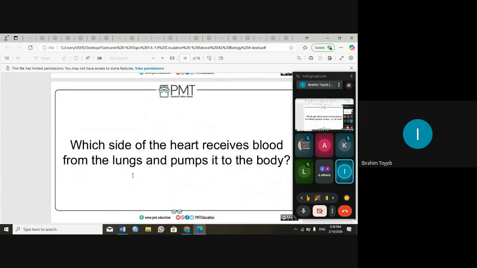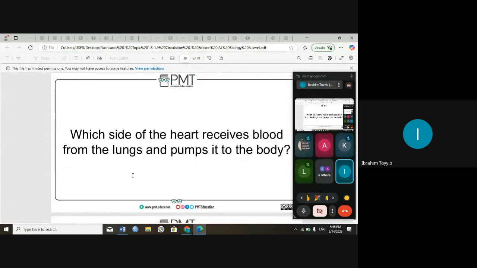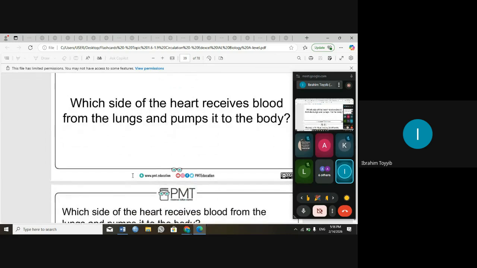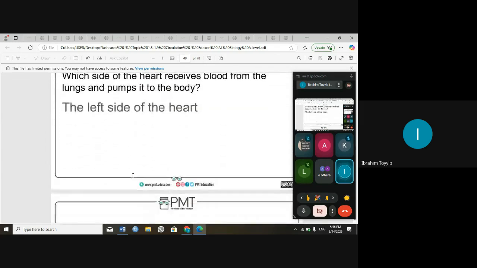So which side of the heart receives blood from the lungs and pumps it to the body? Right side or left side? Left side. That's where we have the left atrium and the left ventricle, Abi.